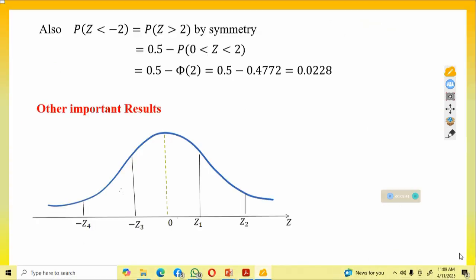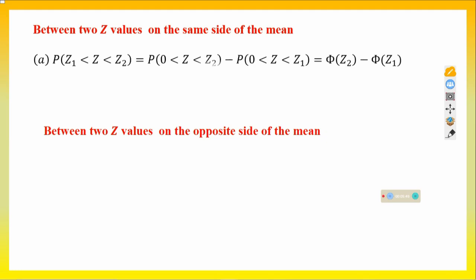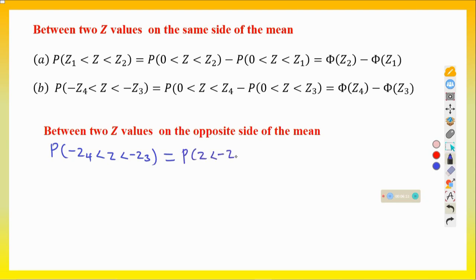So let's get back to this one here. We were looking at the probability between two z values on the same side of the mean, and that is what we obtain. Likewise, when we are looking at this one here, I want us to use the same manipulation I told you about. If you are looking at the probability of negative z4 less than z less than negative z3, simply treat this one as the probability of z less than negative z3 minus the probability of z less than negative z4. This is what we are having.